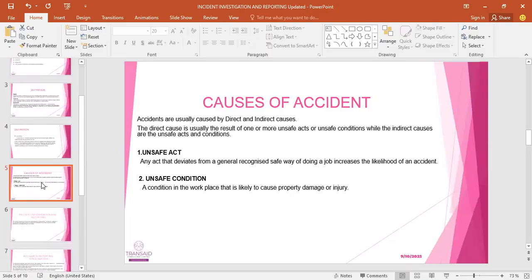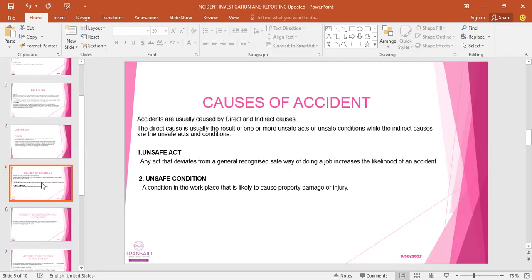Causes of an accident. All accidents are caused by either direct or indirect causes. The direct cause is usually the result of one or more unsafe acts or unsafe conditions, while the indirect causes are the unsafe acts and conditions. The direct cause of an accident would be falling, for instance. In the example we gave with the near miss, there was a leaky air conditioner, and then somebody almost fell because the floor was wet. That is an unsafe condition. Having water on a walkway is an unsafe condition.